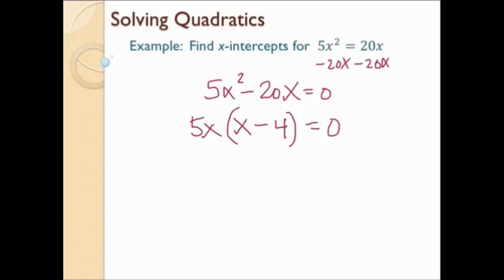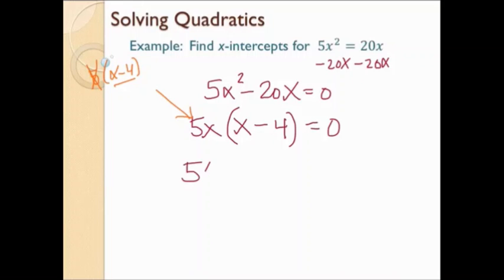This is a very important concept right here. That right there is a factor. 5x is a factor. If it was just a 5, let's say it looked like this, 5 times x minus 4, this would not be a factor. This would be a factor, but the 5 is not a factor because there's no variable attached to it. Okay, so now I want to set each of my factors equal to 0 and solve it.